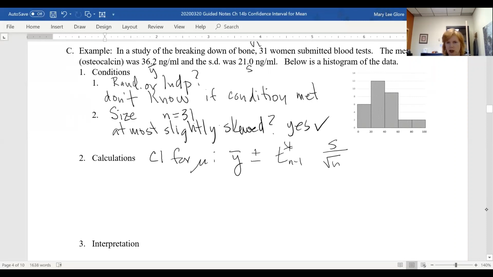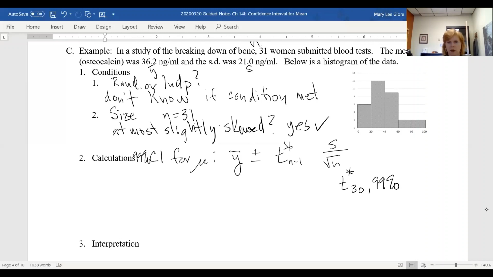So my t star, all right, n minus 1 is 30 for 30 degrees of freedom. I didn't say. All right, let's do a 99% one. I'll make it 99. I didn't say in the example. I'll just make it a 99%. So I need a t star for 30 and 99% confidence.